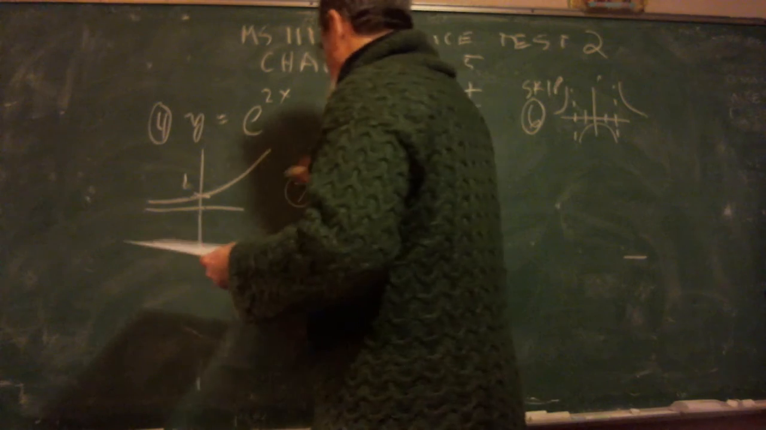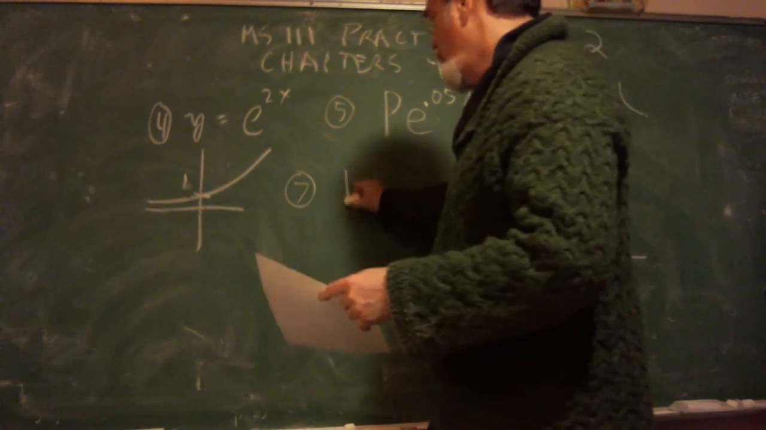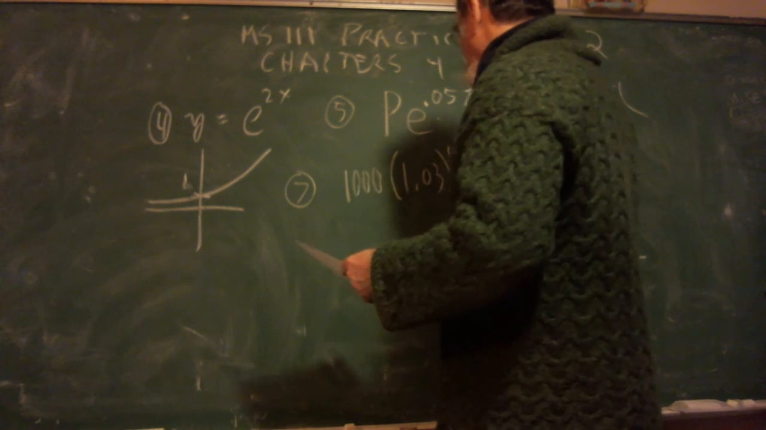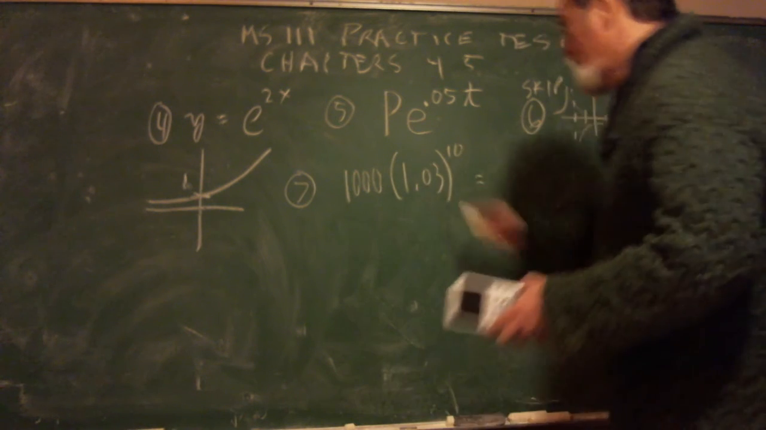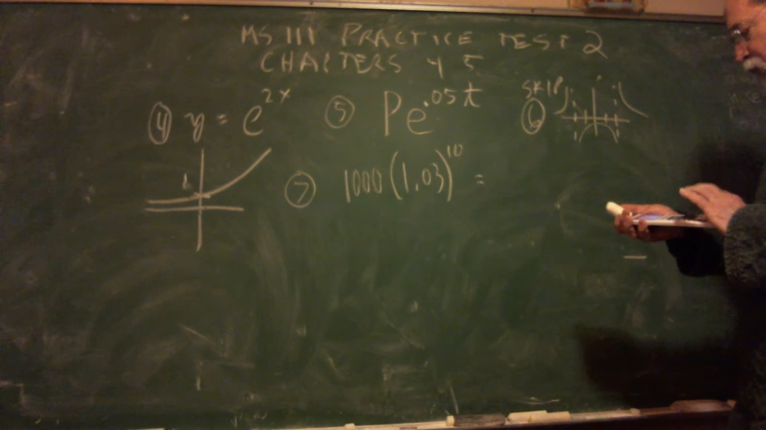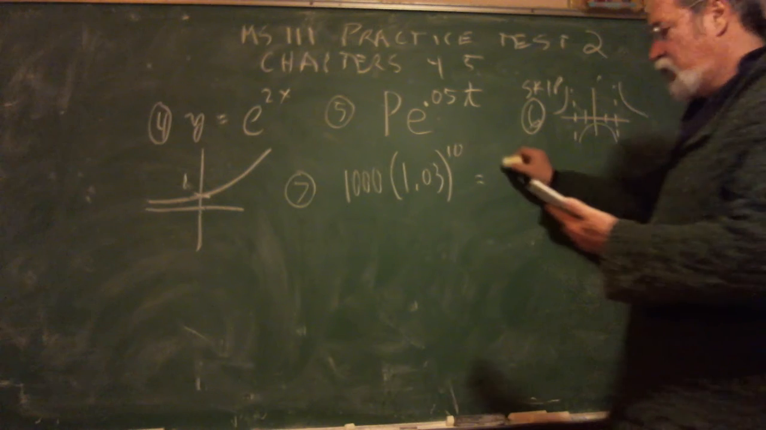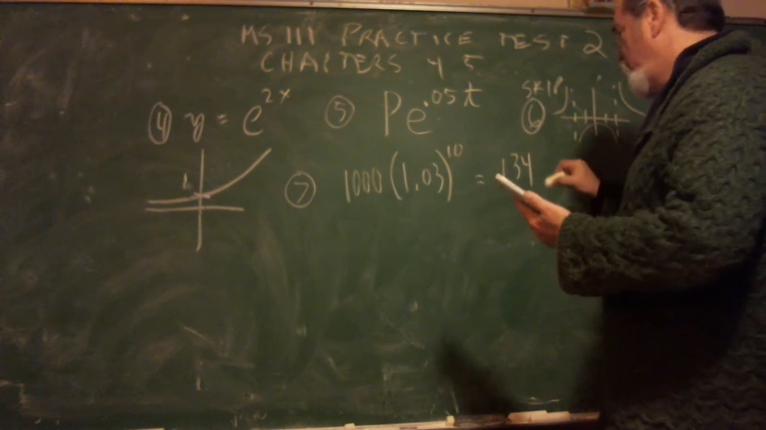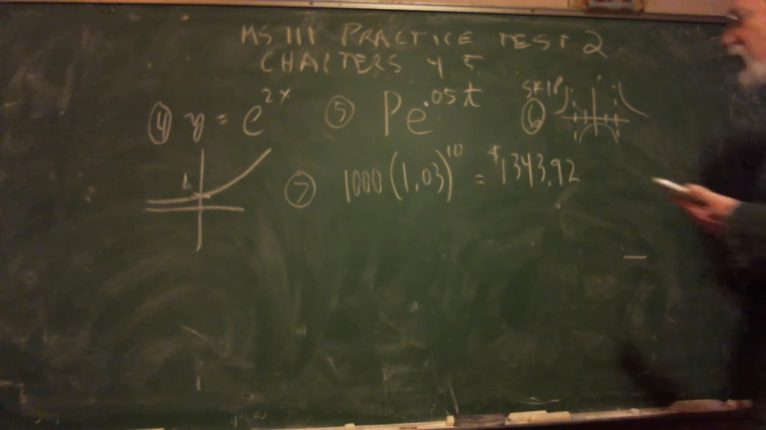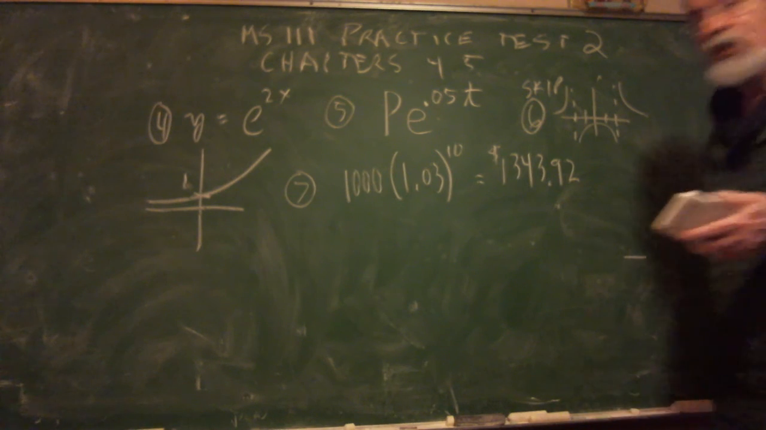Number 7 was $1,000 at 3% for 10 years. So you want 1,000 times 1.03 to the 10. Let's see how that comes out. So we're using an exponential function to do the repeated 3% interest. And that times 1,000 is going to be 1,343.92. So after 10 years at 3%, you gained $344 for it to just sit there. That's what you get.